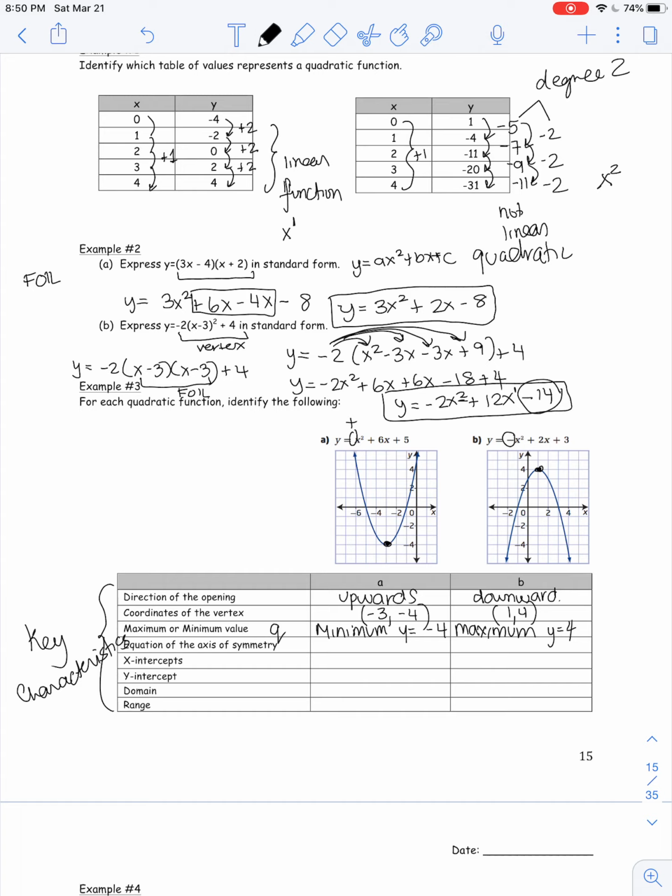Our axis of symmetry is always the same as our p-value, which in our case for A is -3, and for B it's x equals 1. So the x-coordinate of your vertex. The x-intercept is where the graph touches the x-axis. So in our first graph, A, we have the x-intercept is equal to -5 and -1. In B, we have the x-intercept is -1 and +3.